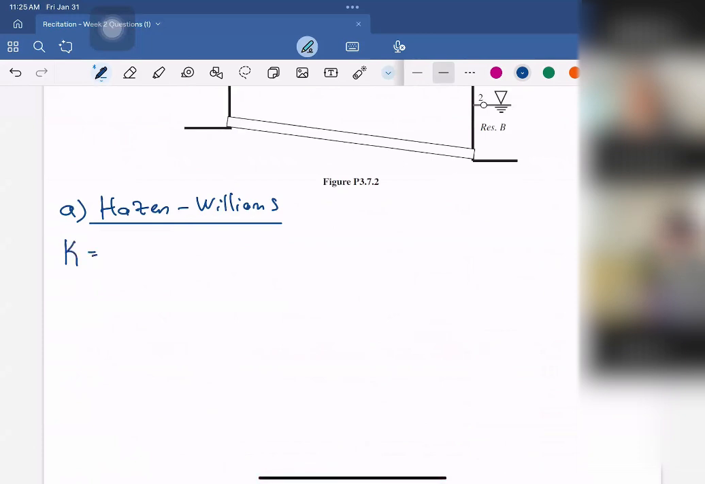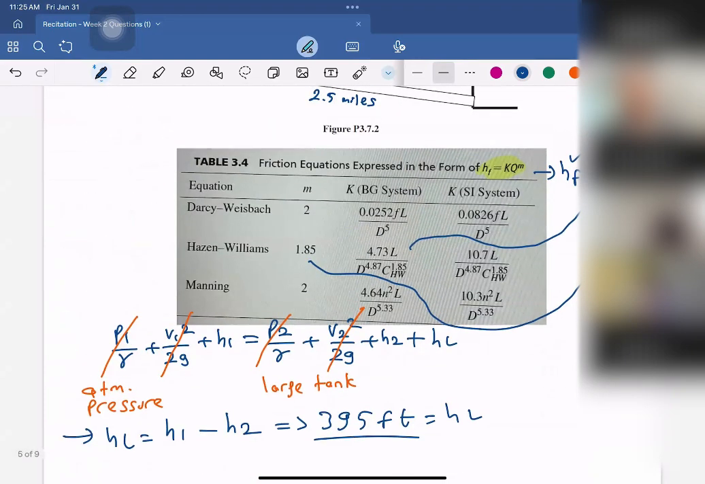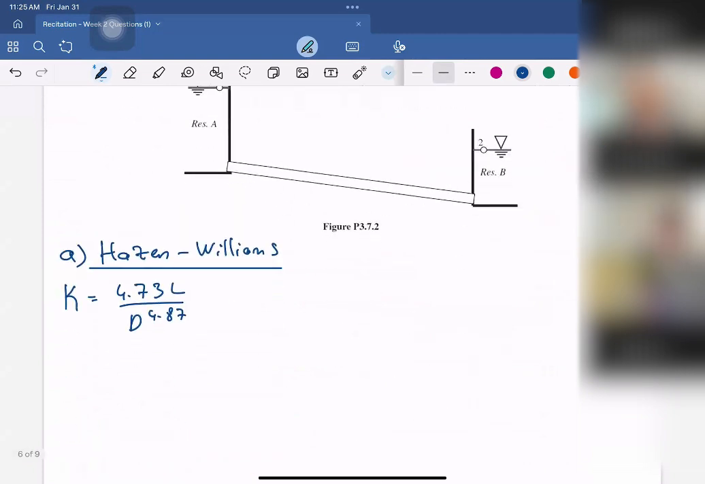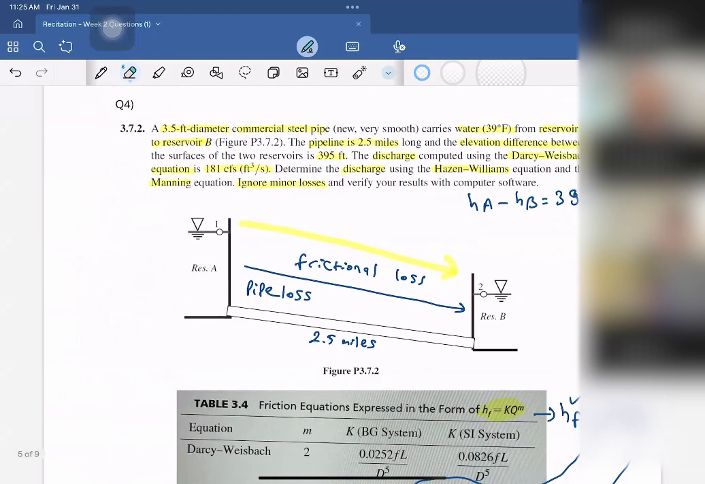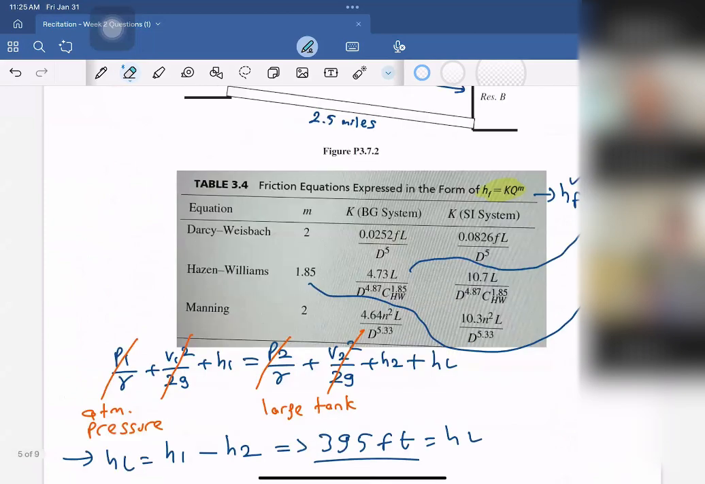According to Hazen-Williams, K is D over 1.85. This C is coming from the coefficient. I'm not sure if it is given in the question. In exam or in quizzes, it should be given to you.